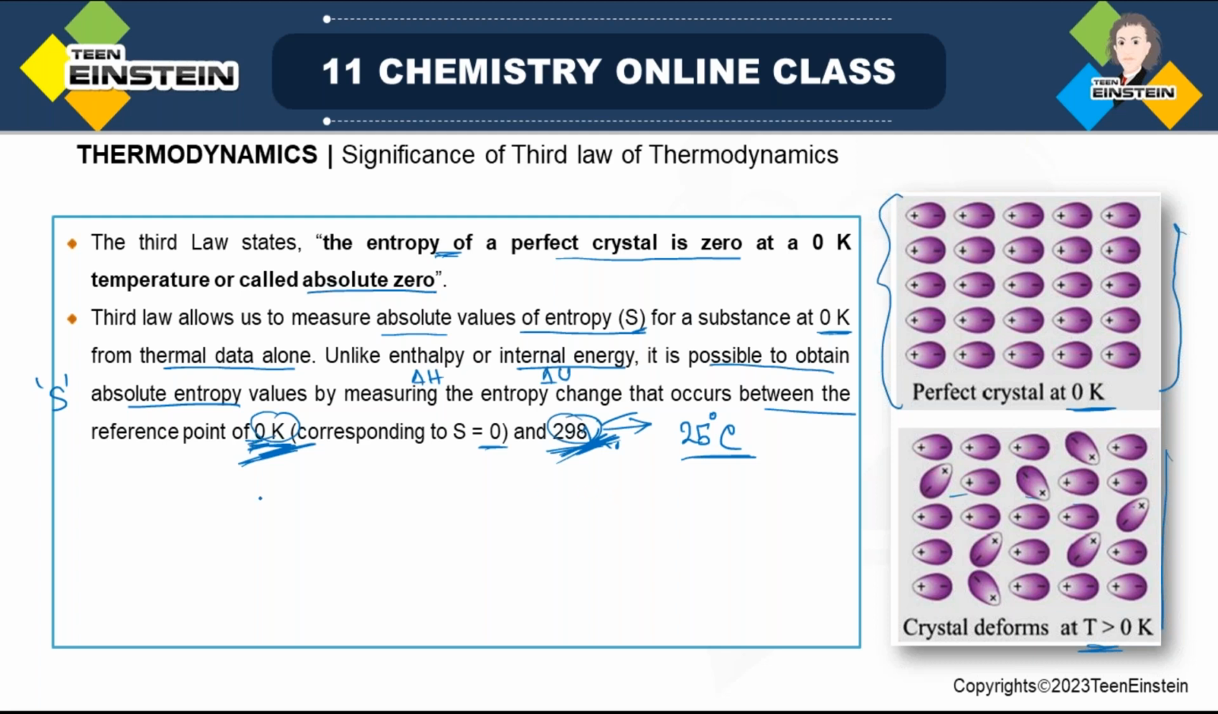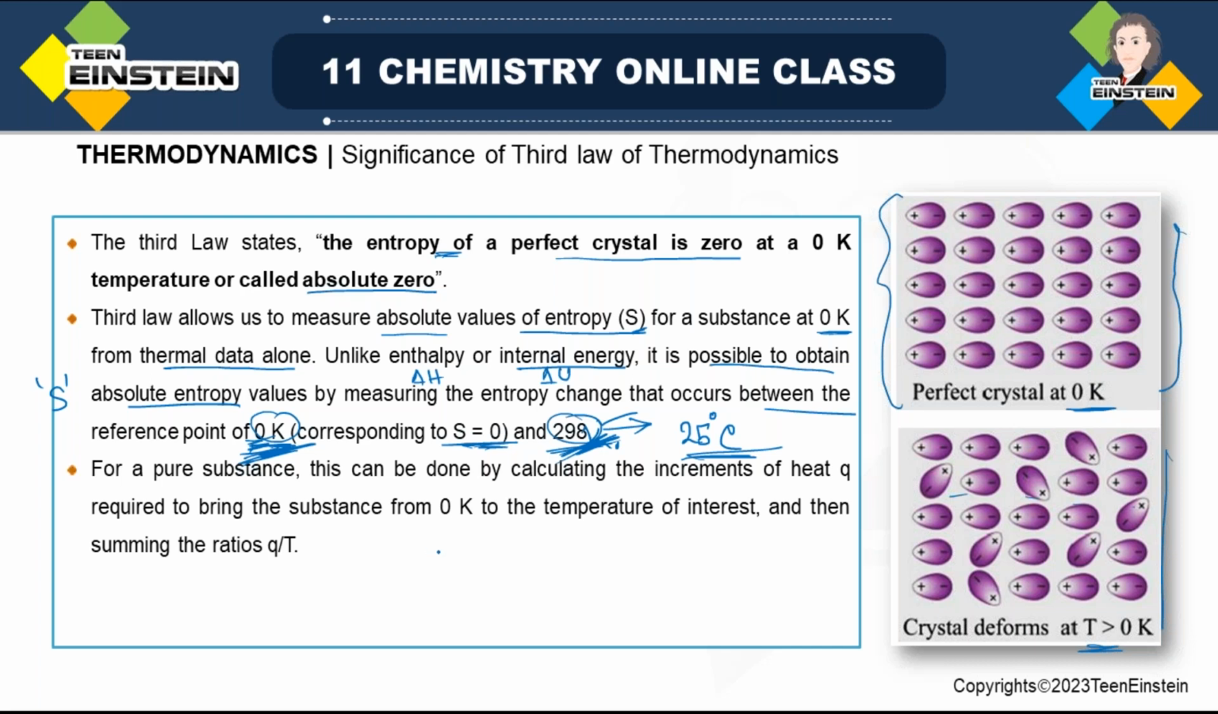Because one temperature, one point we have considered, has value 0. So that is why, as reference point, S is 0. So compared to this reference point, you can take any temperature where you want to measure absolute entropy. So in this way, absolute entropy we can measure, but that is not possible for enthalpy or internal energy. That is, it is written unlike enthalpy or internal energy.